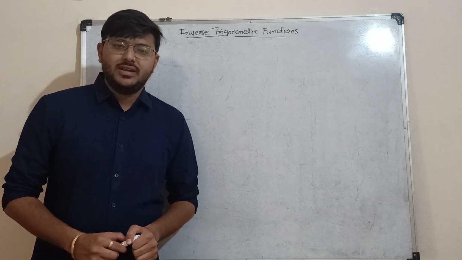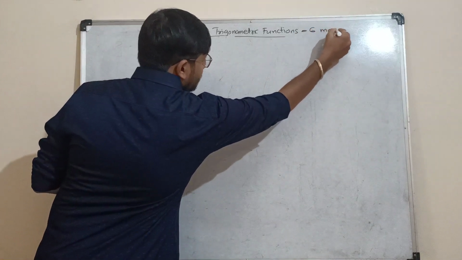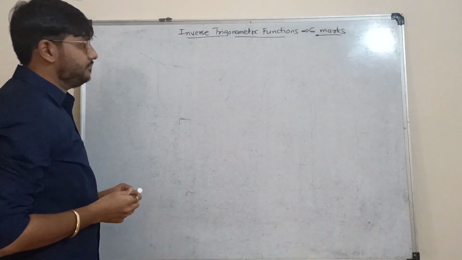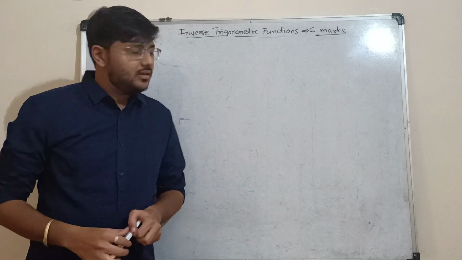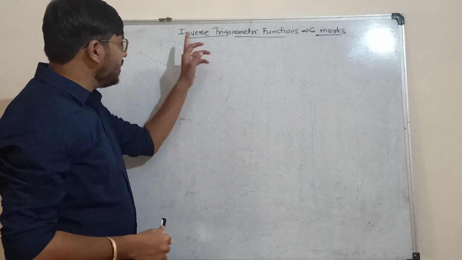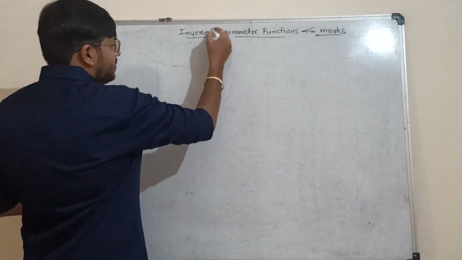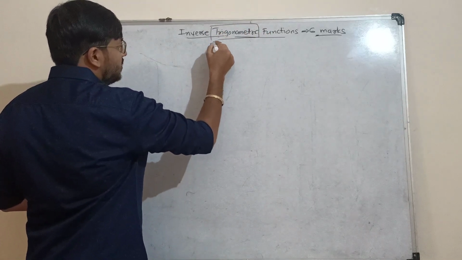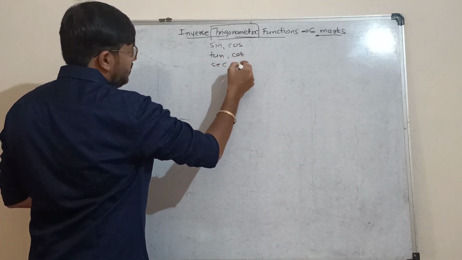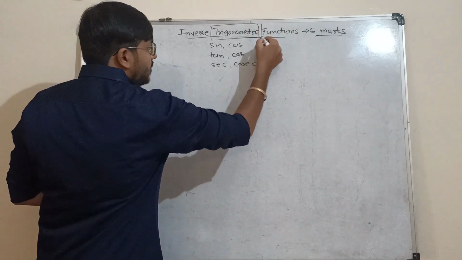Trigonometric function, right? According to the blueprint, this chapter contains 6 marks, right? Okay. And as you see from the name of the chapter, there are 3 words which are inverse, trigonometric, and function. So trigonometric, just because we have to deal with the 6 trigonometric functions we already studied in the 11th science.